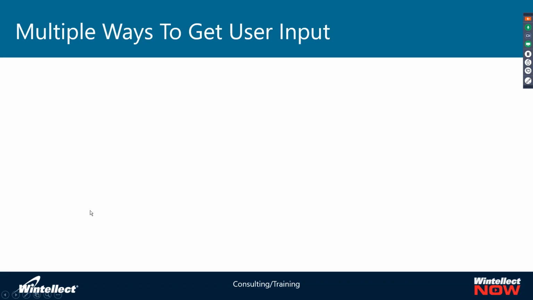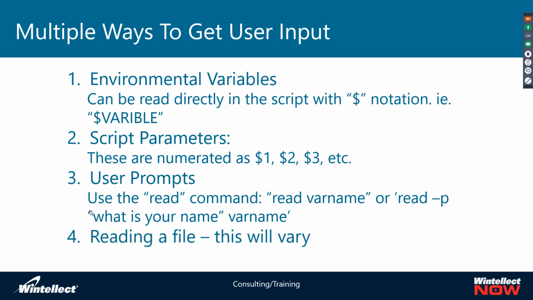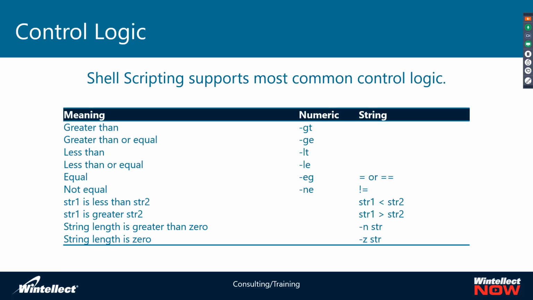However, another way you can do it is by reading a file, and we're going to look at an example of this, and this will vary depending on the kind of file that you're reading, but all in all, there are several ways to get input into your various scripts, and we just looked at 3 different ones very quickly there. And now when it comes to control logic, this is where you can use different operators.